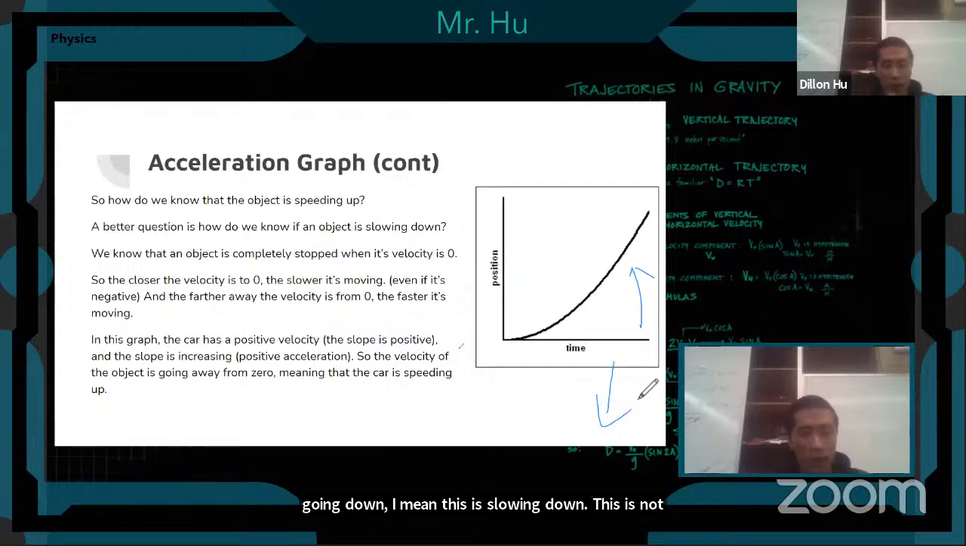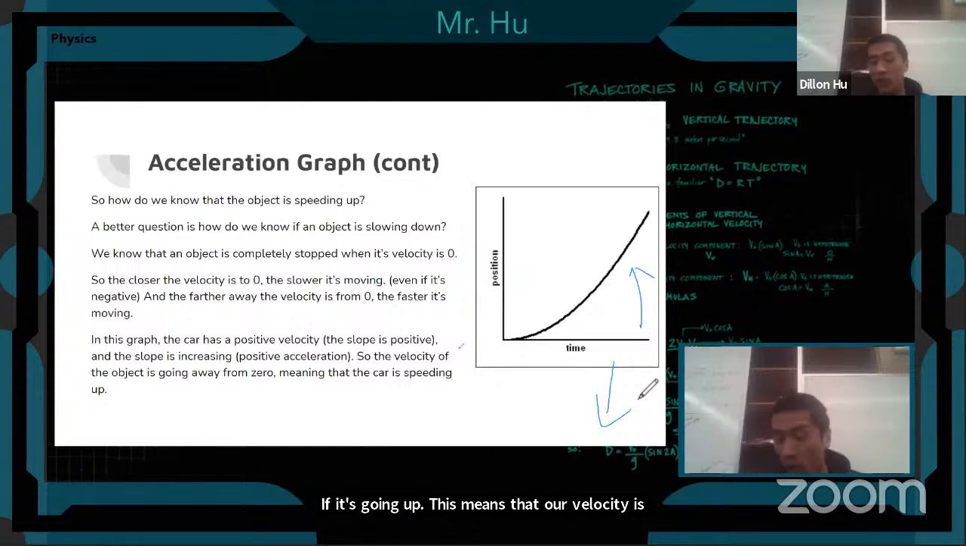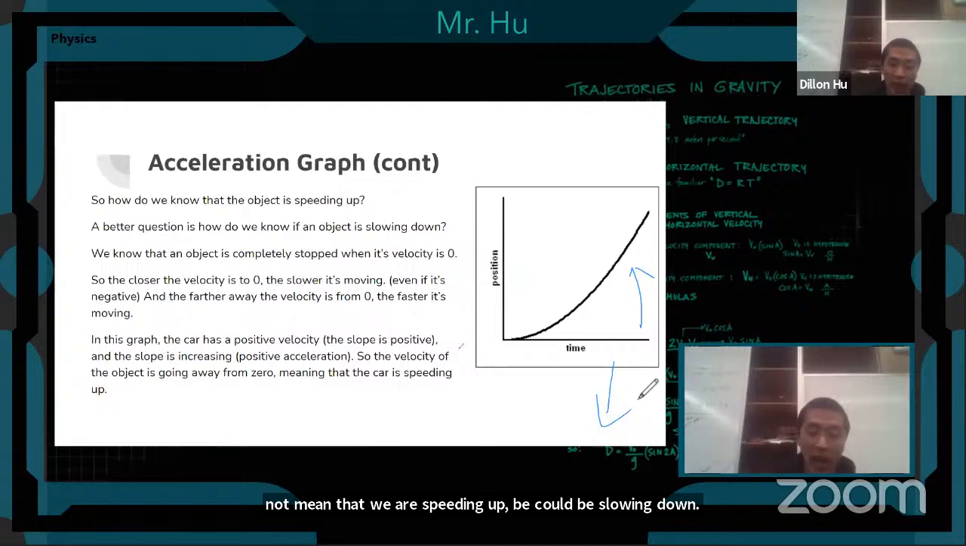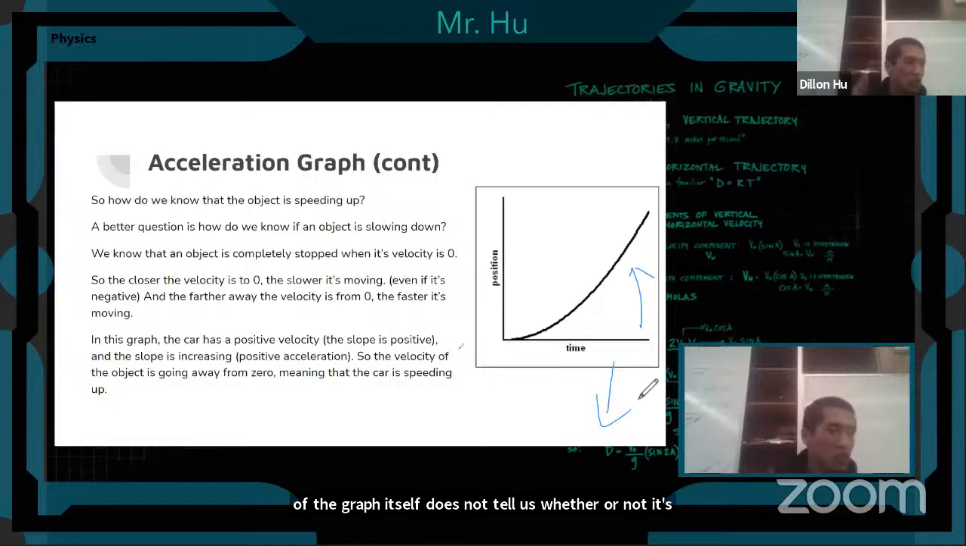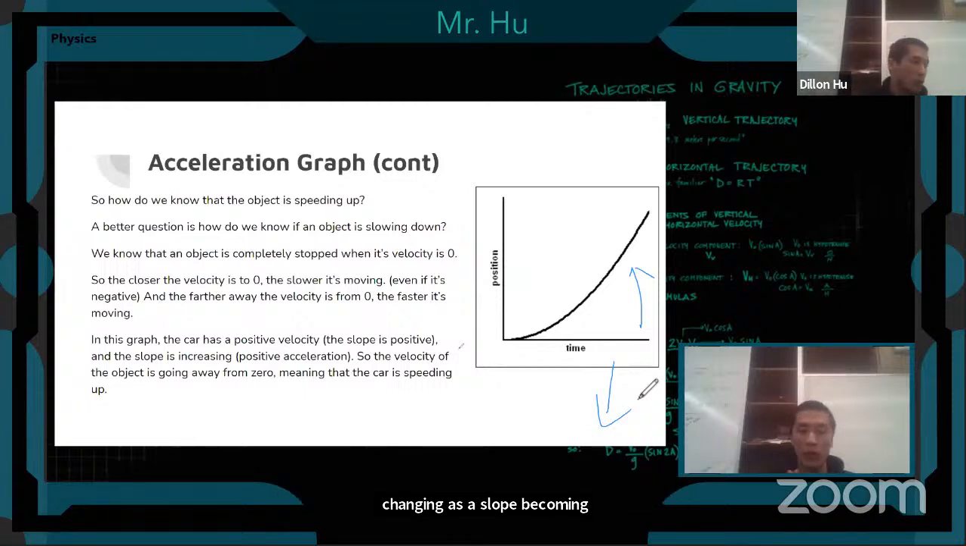If the position versus time graph is going up, this means that our velocity is positive because our position is increasing. That does not mean that we are speeding up. We could be slowing down, in fact, or going at a constant velocity, right? The direction of the graph itself does not tell us whether or not it's speeding up or slowing down. We need to be looking at how the slope is changing. Is the slope going towards 0, or is the slope going away from 0? And that is what we need to be looking at.